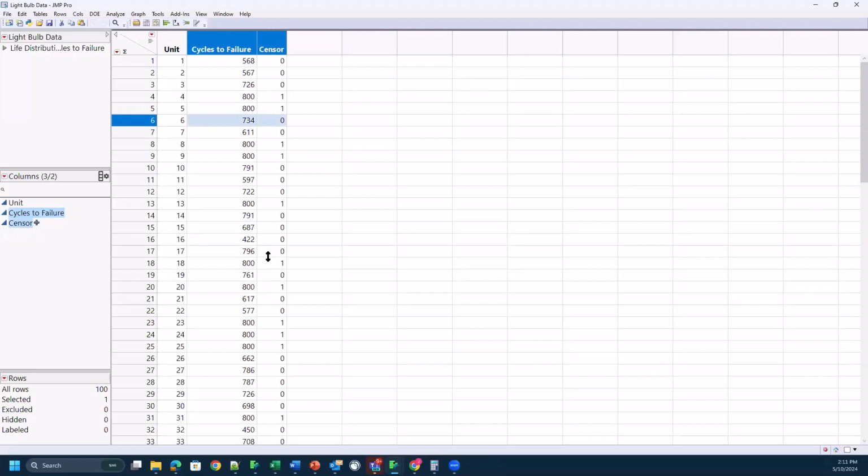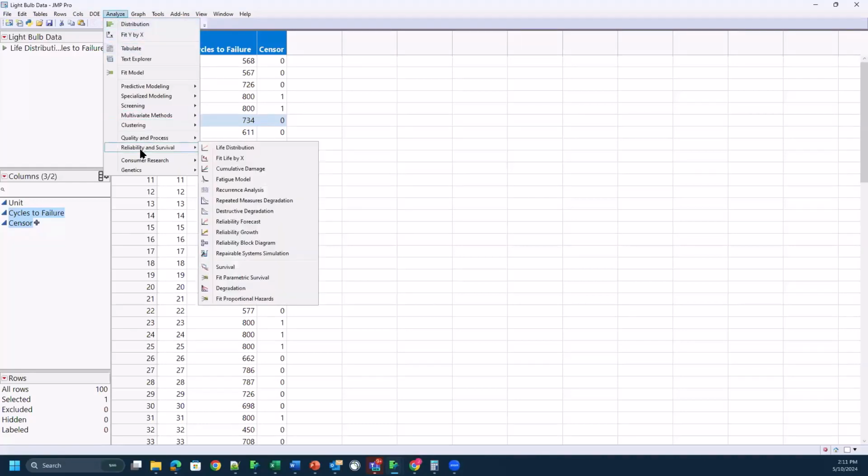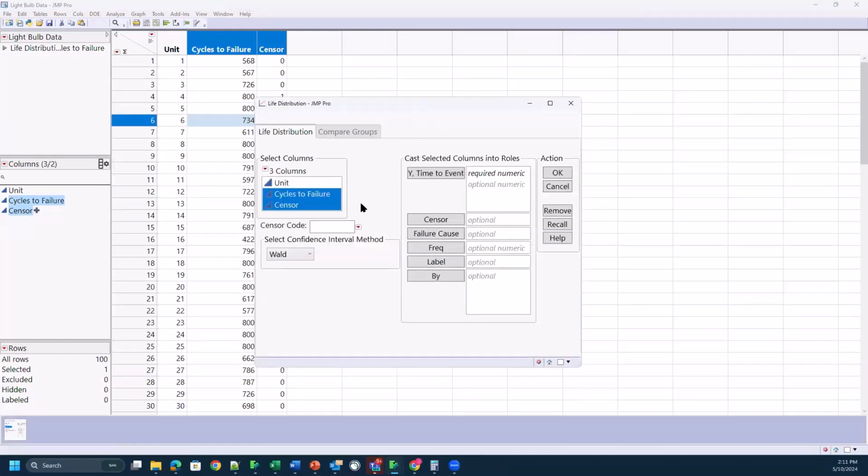So this is the data format that we're going to use to estimate the life of these bulbs. We're going to go to Analyze, Reliability and Survival, and then right up here at the top is Life Distribution. And we're going to let JMP do all of that estimation for us. Let's see, we've got cycles to failure. That's our time to event.